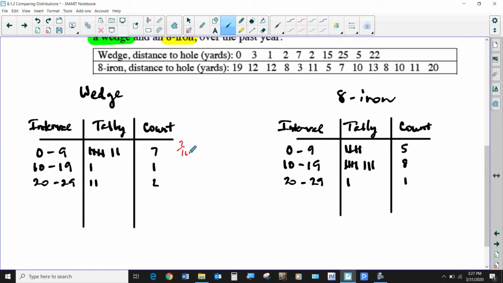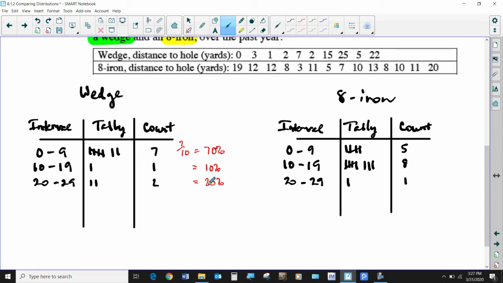7 out of 10, which is 70% of my shots, were within 10 yards. This looks like it's 1 out of 10, so it's going to be 10% of my shots within 10 to 20 yards, and then 20%. So with the wedge, 70% of these shots are within 30 feet or 10 yards of the hole.